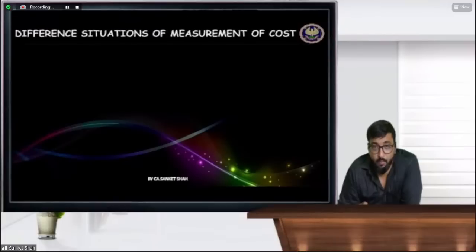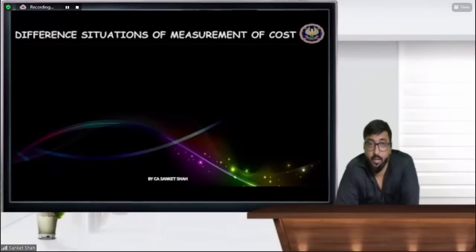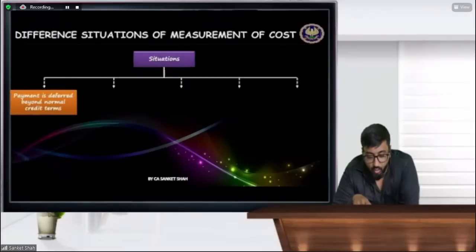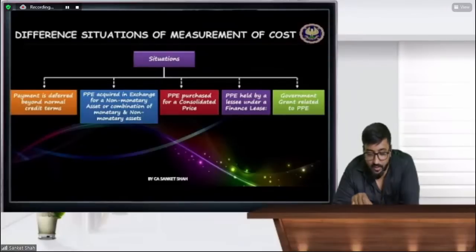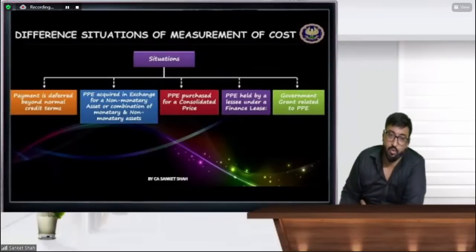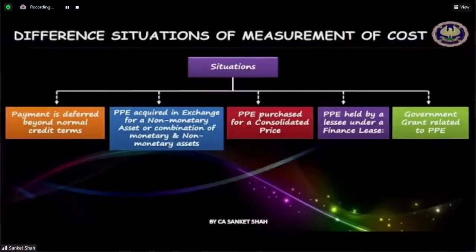Now a very, very important concept. Different situations of measurement of cost. Now this is really a very interesting part. There are total 5 situations. You can take a screenshot and I will explain it one by one. So take a screenshot of the different situations.